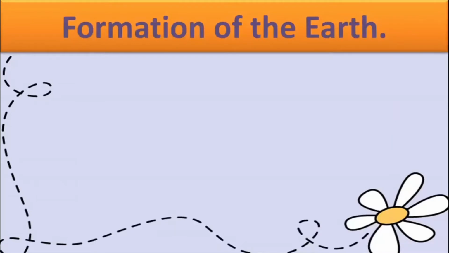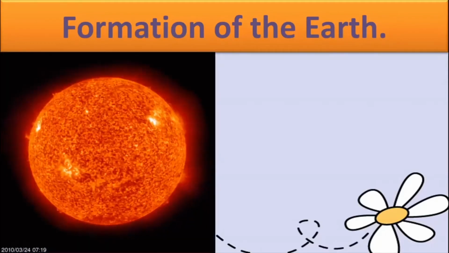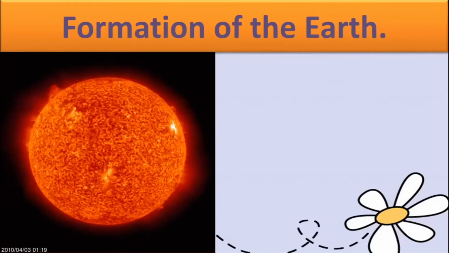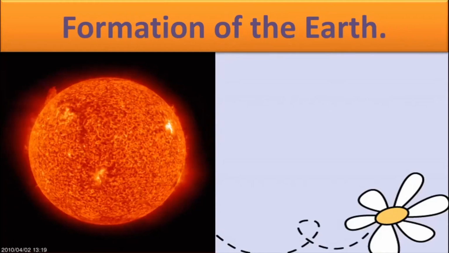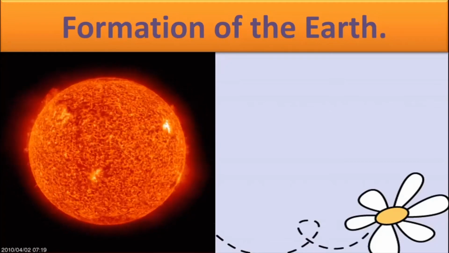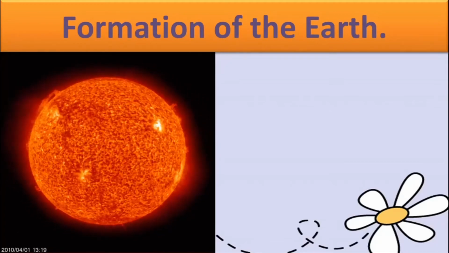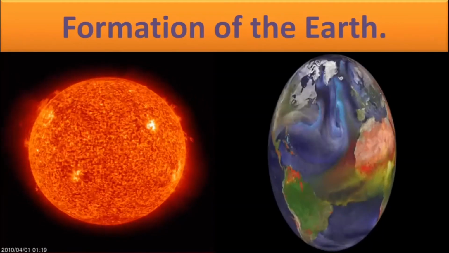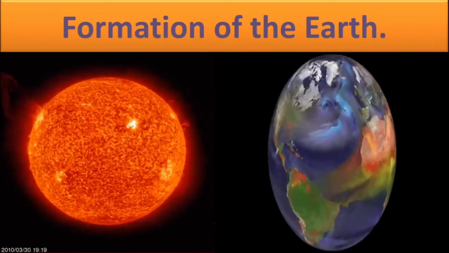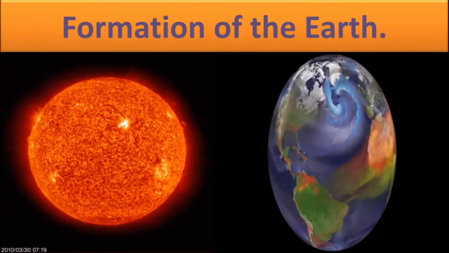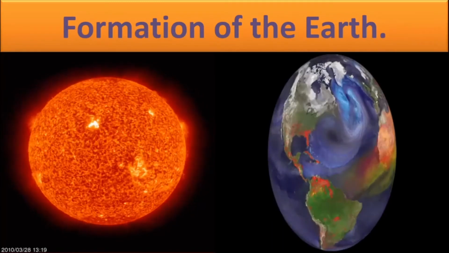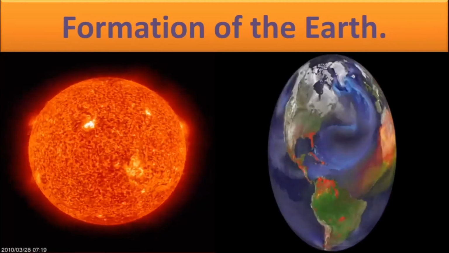And then, children, life started forming on the earth. Formation of life on the earth started happening. Imagine if the earth was like this, there could be no life present on it. Why? Because it is very hot, isn't it? But when the earth started spinning and cooling, and when it became like this, then slowly life started forming on the earth. And it is said that the first life on the earth appeared in water.